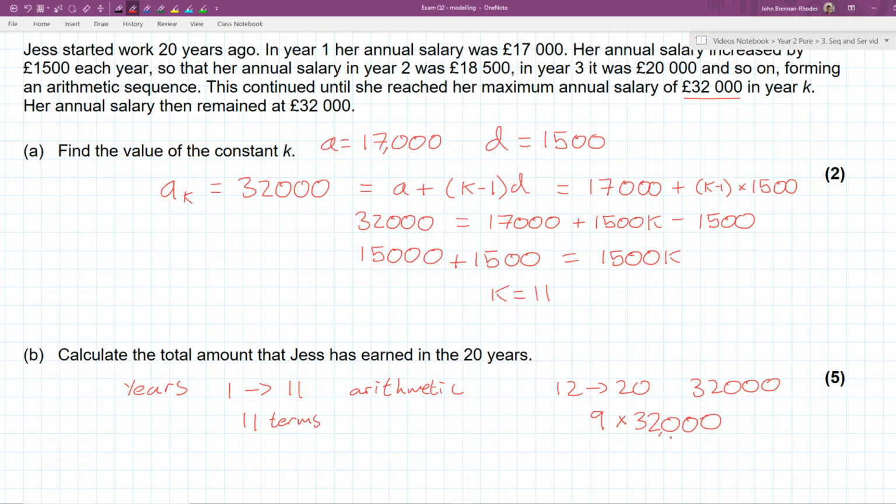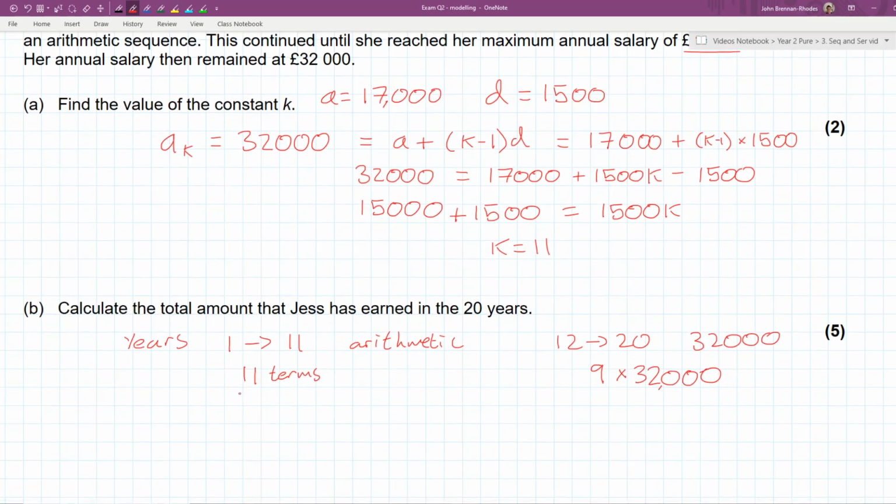But you might have bigger numbers, and in which case just try to get a feel for it. It's normally going to be 20 minus 12 is 8, and then you add 1 because you're counting both ends and not just one end. So there are the ways to go about it. We know that we're going to work out the sum of the first 11 terms of an arithmetic sequence, and then we're going to add 9 times 32 on.